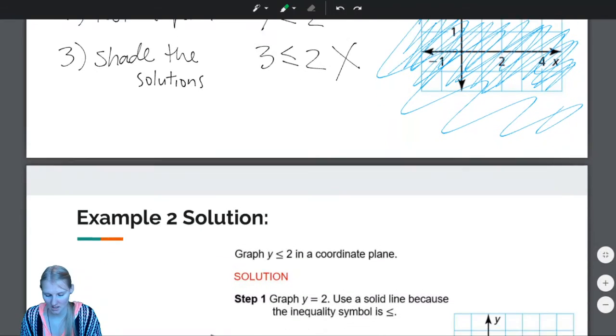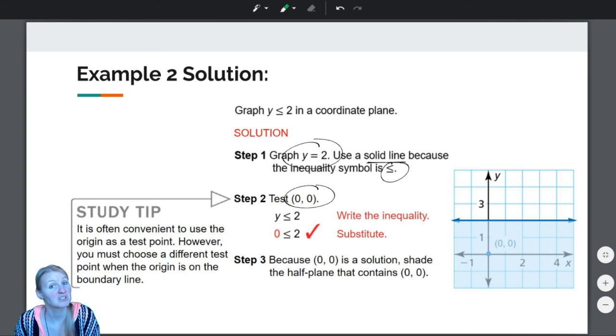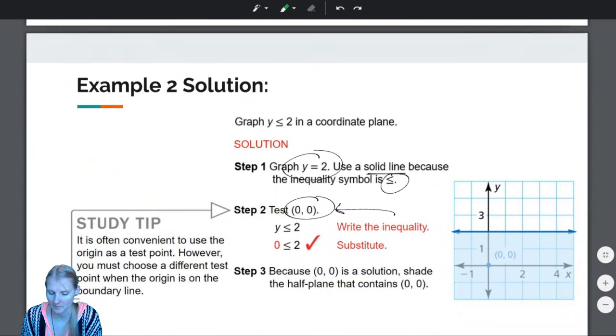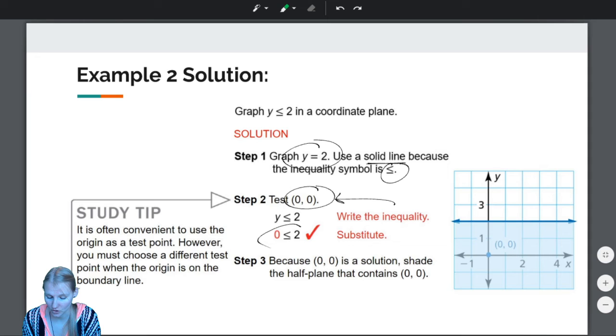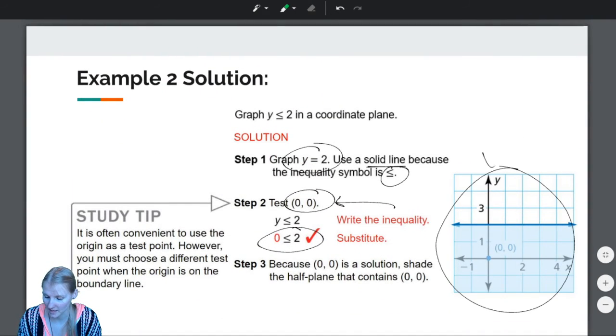All right, we can check and see if we were correct. y equals 2. Use a solid line because the inequality symbol is less than or equal to. They tested (0, 0). (0, 0) is a very easy point to test, so we'll probably use that one tomorrow. I wanted to show you in this example that it doesn't matter what point you use to test, but (0, 0) is the easiest one. They tested (0, 0), and they got that it was true, so they shaded down here. We also shaded down there, so our graph looks exactly like their graph, and we were correct.